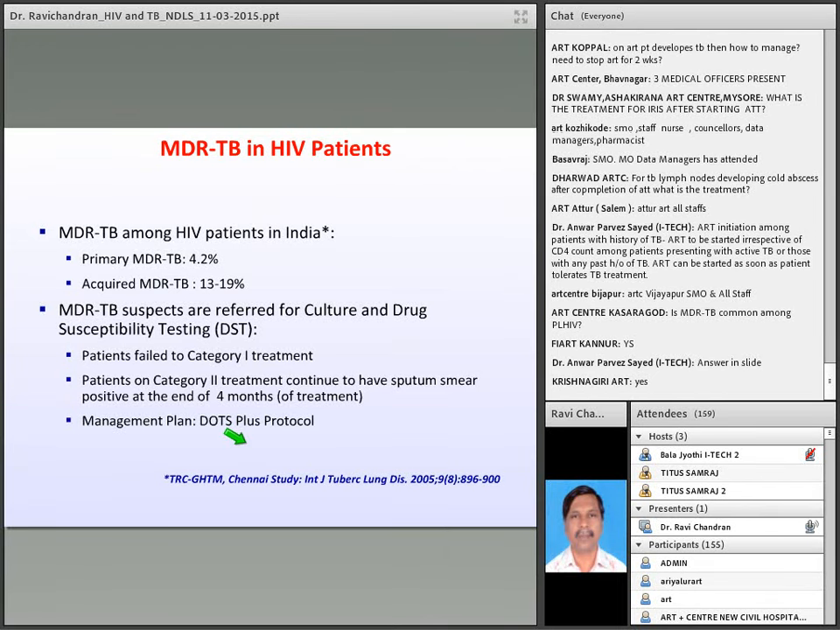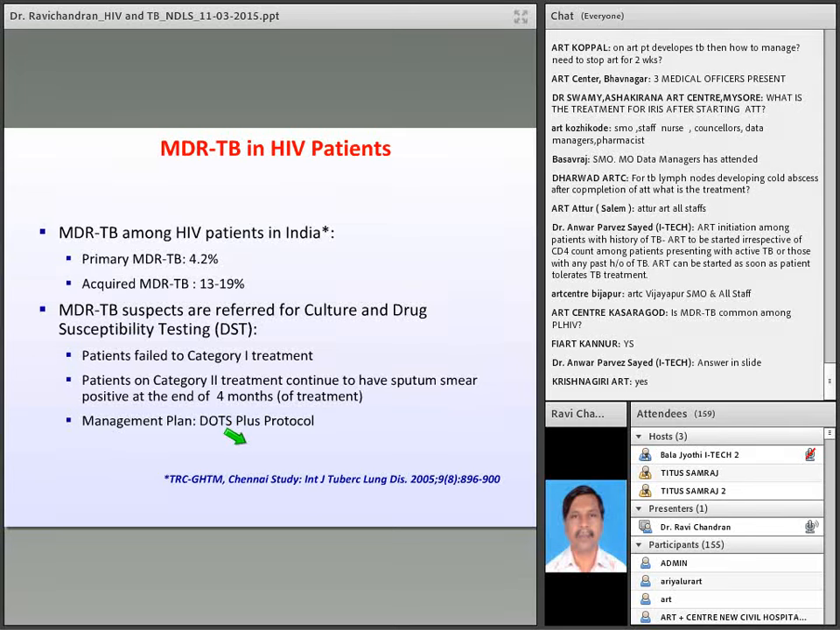And this is the MDR TB among HIV patients in India. This is the scenario. The primary multi-drug resistant tuberculosis is 4.2%, and the acquired MDR TB is more common, that is 13 to 19%, among the patients having multi-drug resistant tuberculosis.